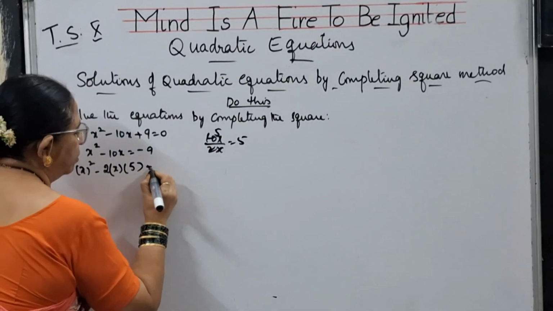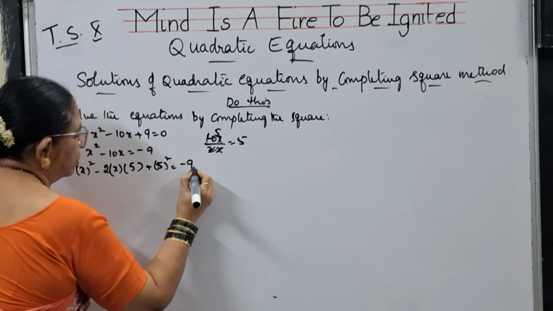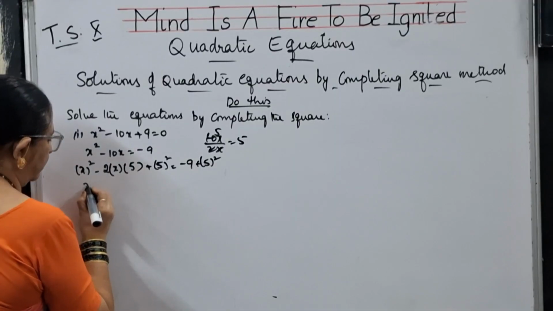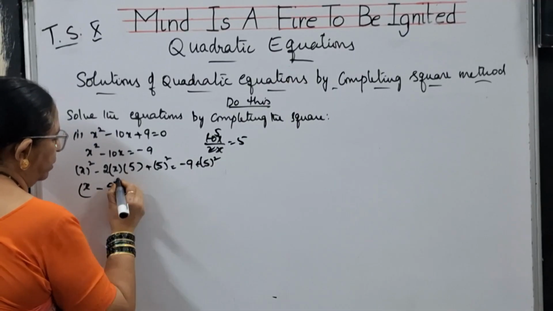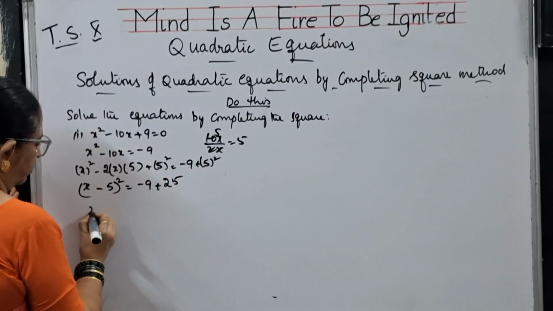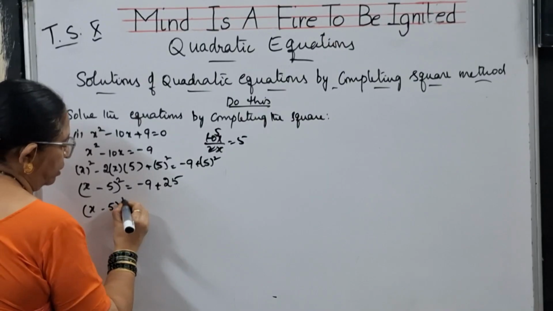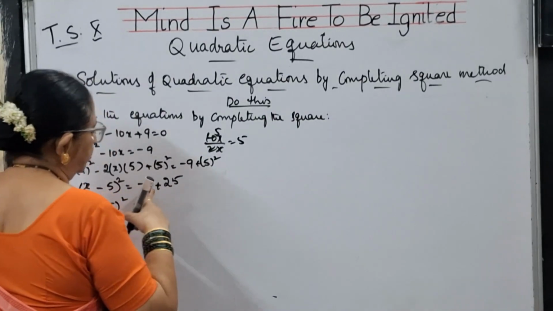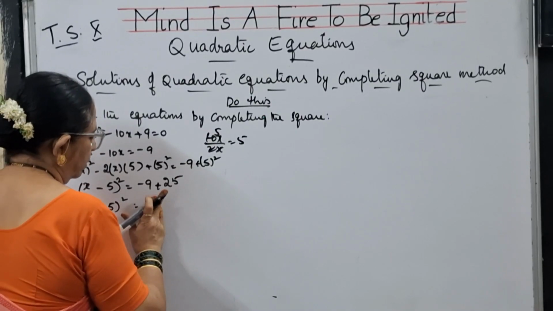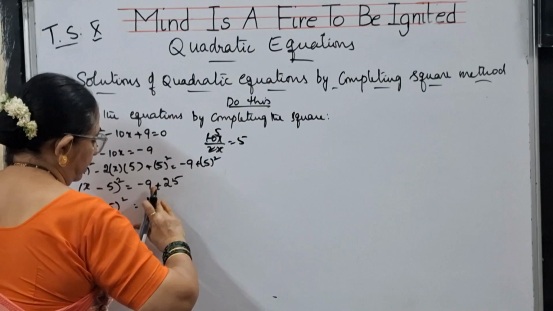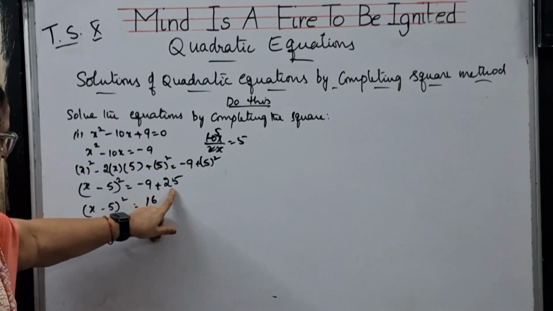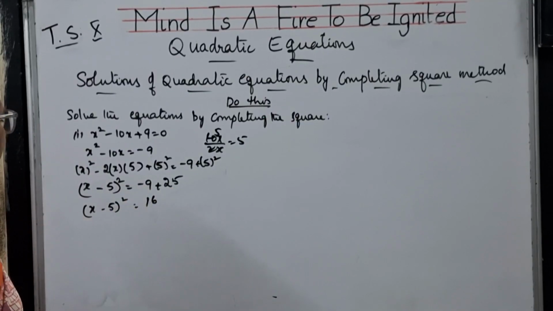When you have got b as 5, we add 5 whole square on both sides: x square minus 10x plus 5 whole square is equal to minus 9 plus 5 whole square. So this can be written as x minus 5 whole square is equal to minus 9 plus 25, since 5 fives are 25. That means x minus 5 whole square is equal to 25 minus 9, which is 16.